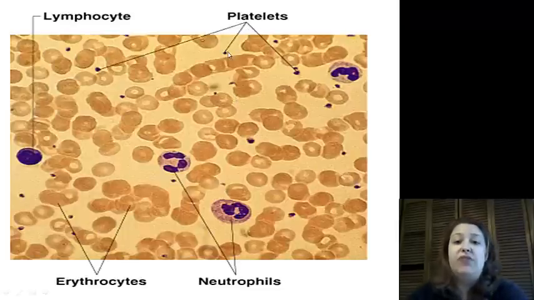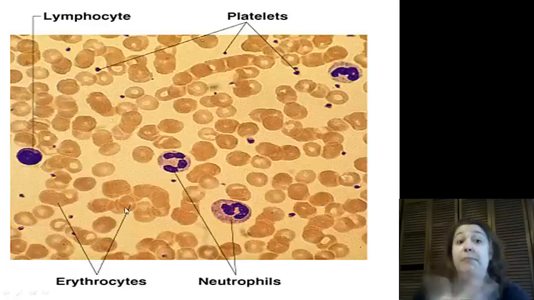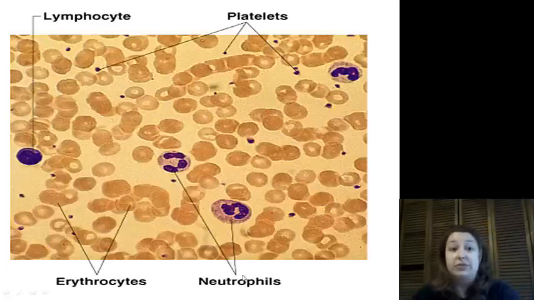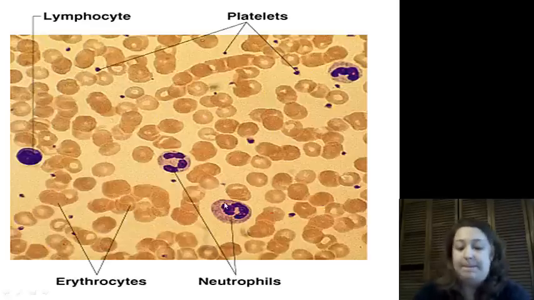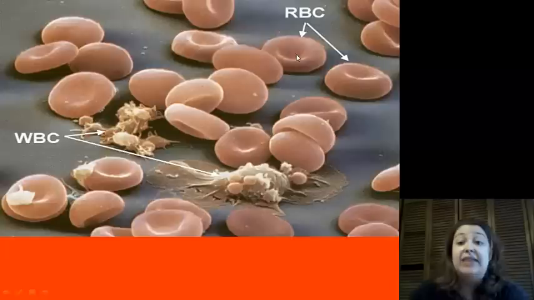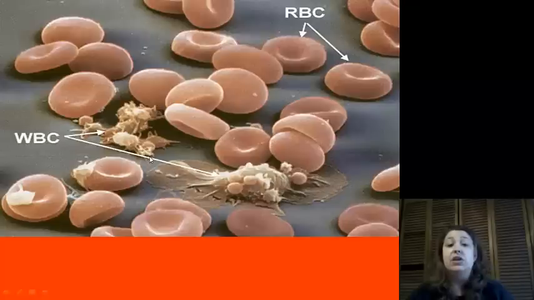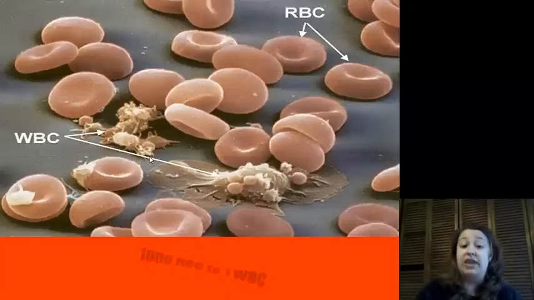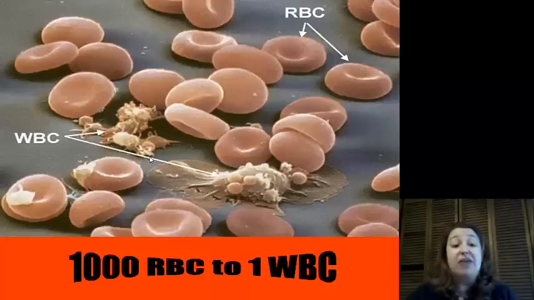Here we see that platelets are very small compared to our erythrocytes, but lymphocytes are bigger than our erythrocytes. Here we see a lymphocyte, and we see neutrophils, which are one of our white blood cells. Red blood cells are smaller and have that concave look, versus our white blood cells, which are amoeboid, sort of can spread out and don't have a natural shape. We have about 1,000 red blood cells to every 1 white blood cell found in our blood.